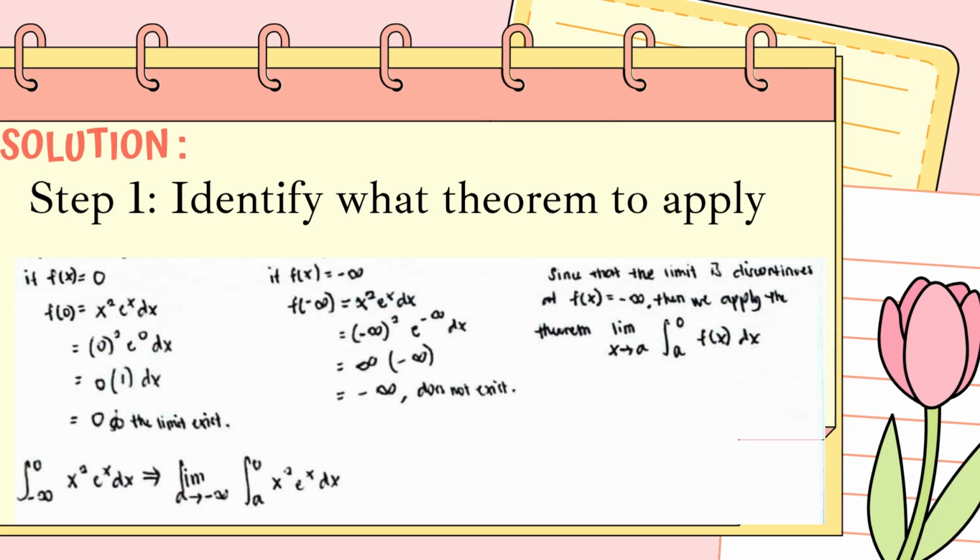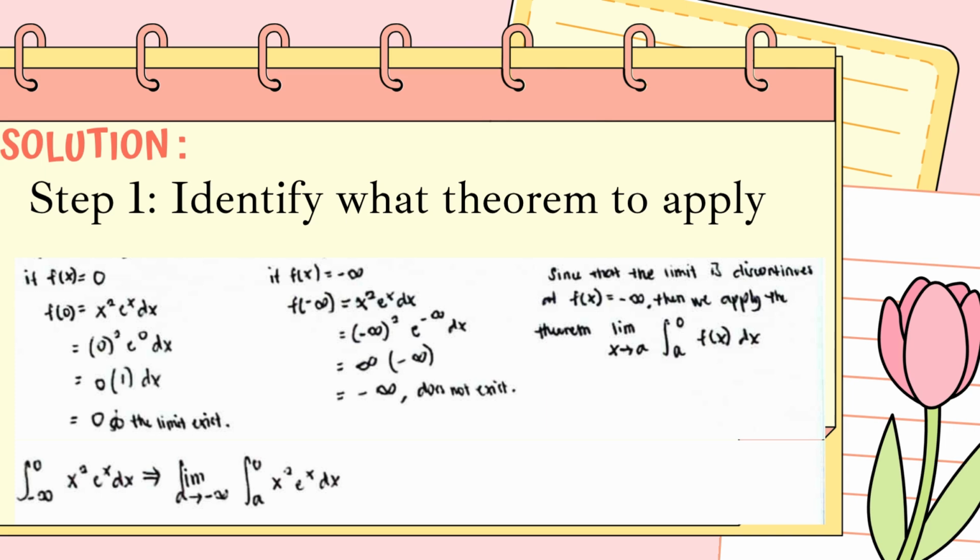Then if x is negative infinity, we have x squared e to the x dx, which is negative infinity squared times e to the negative infinity. So we have infinity times negative infinity, which is negative infinity. Therefore, the limit does not exist.